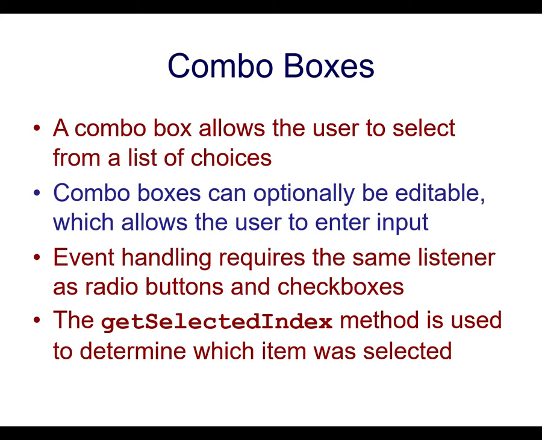Combo boxes can optionally be editable, which allows the user to enter input. An example of a situation where this feature might be useful would be with entering a date. The user would select the date format from the list of choices and then enter the actual date in the editable text field. When handling the events associated with combo boxes, the same listener is used as was used with radio buttons and checkboxes, which is the item listener. Inside the event handler, the getSelectedIndex method must be called to determine which item was selected.